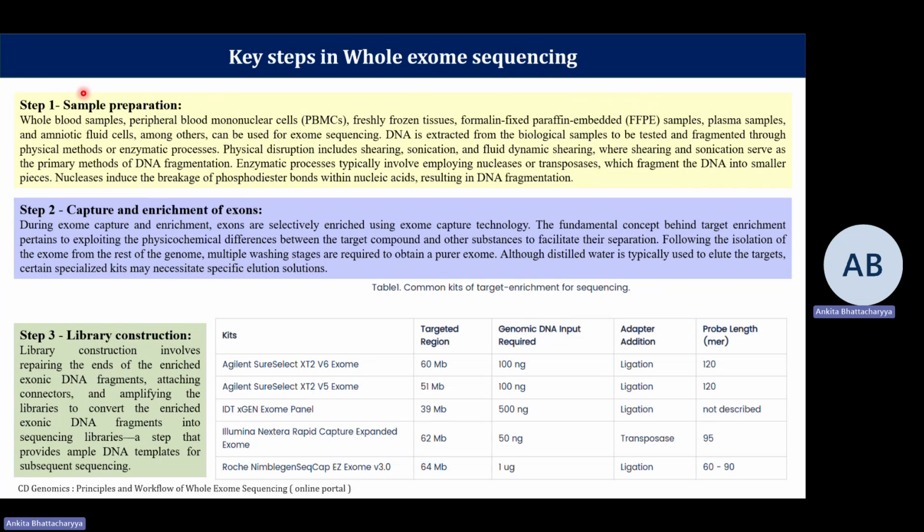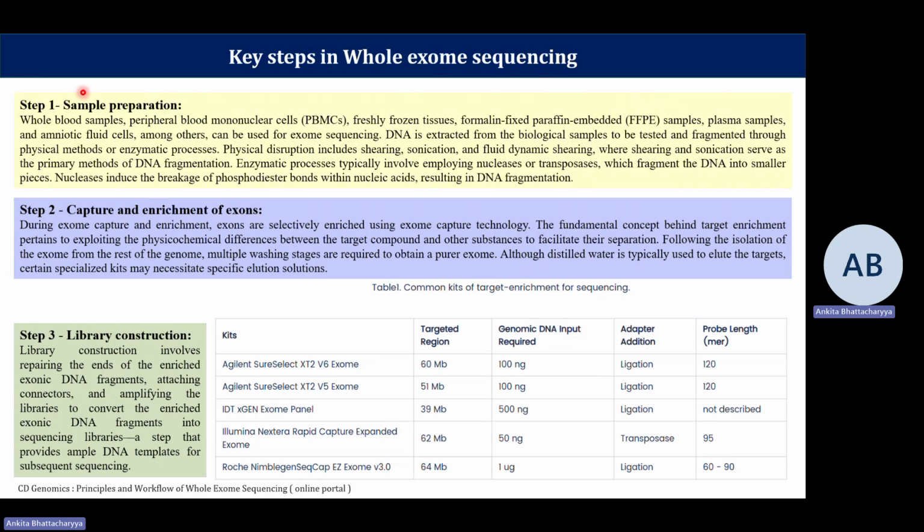Although distilled water is typically used to elute the target, sometimes certain specialized kits which are used for exome capture might also necessitate some specific elution solution. All of that depends upon what you're using, what is the principle that the kit follows, what is the strategy, which company is using which strategy, a lot of different parameters which we can kind of skip for now. But basically, you want to enrich for only the exons while getting rid of any other nucleotide sequences from your sample that you are using for the sequencing project.